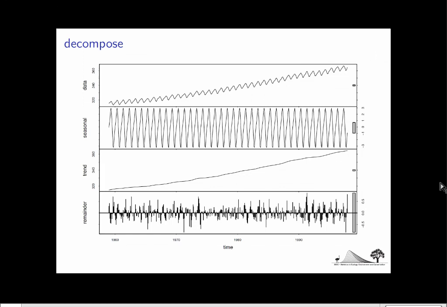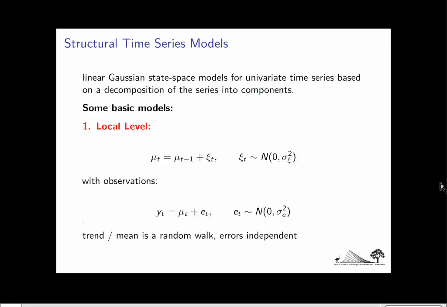Okay, so we have a few basic models or building blocks that are used in structural time series. The first one is called a local level model. Here this is the level. So you model the level, the underlying mean, changing over time as a variable. And then the observations just depend on the level, plus the observation error.